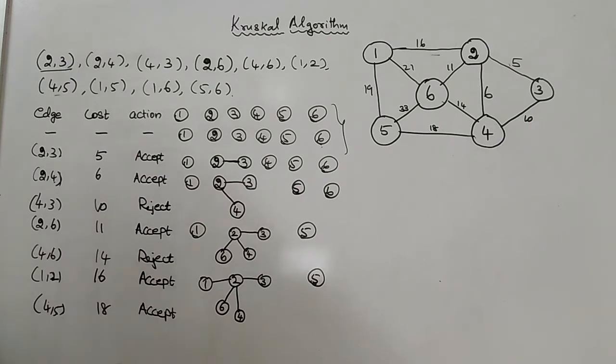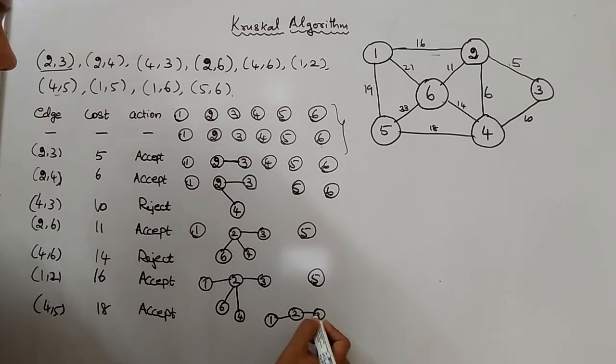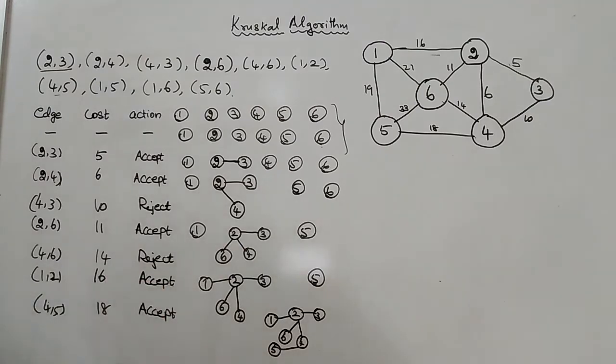And what about the tree for this one? Since the space is not available, I am just writing it here. So 2 here, then 1, and here you are having 3, you are having 4 and 6, and then you are having 5 here.